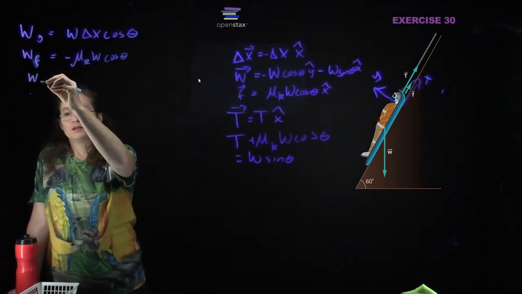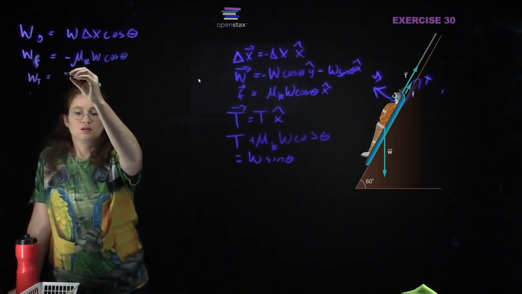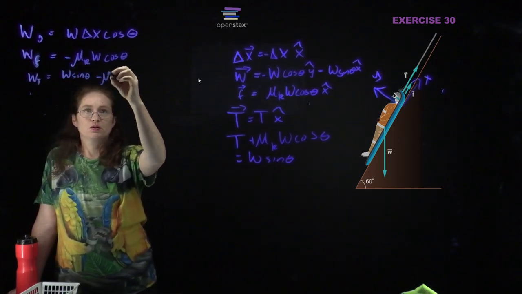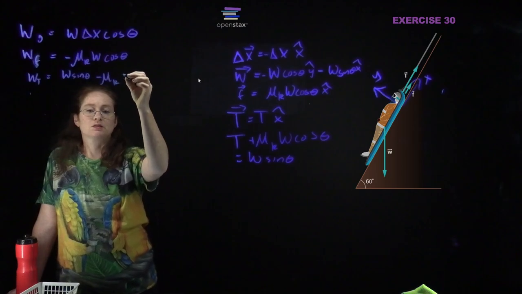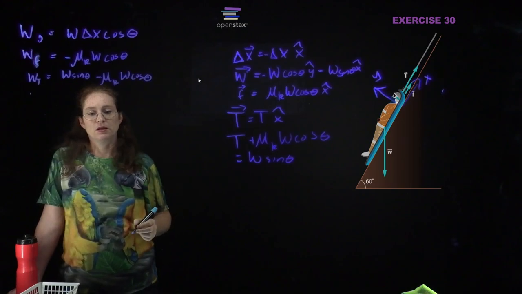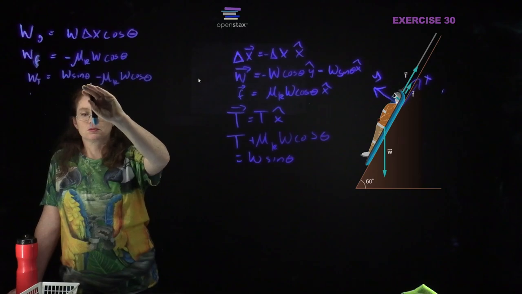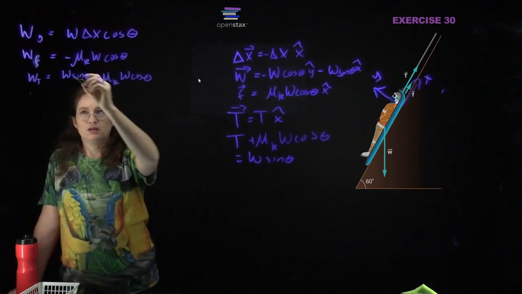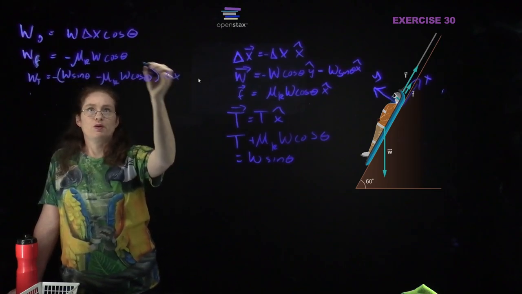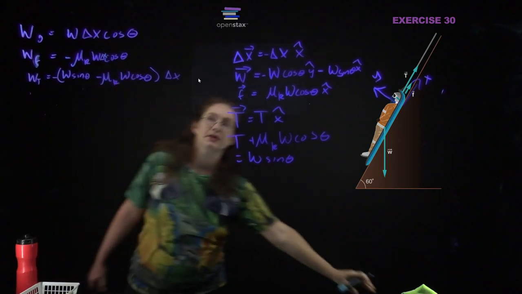Work done by tension is W sine theta minus mu sub k W cosine theta. And then that dotted with delta x. I dropped my delta x here. I'm going to rewrite that.